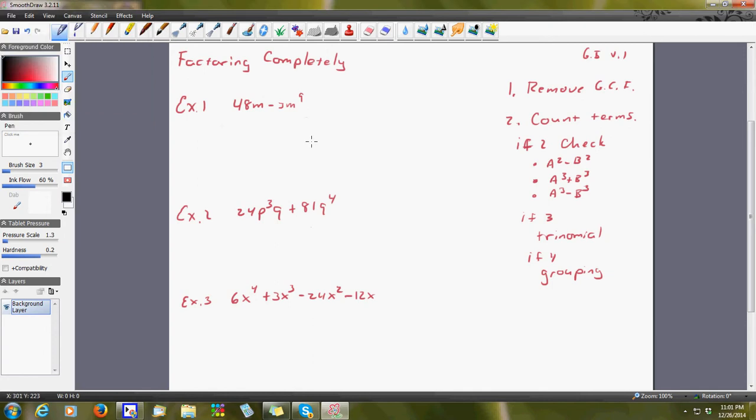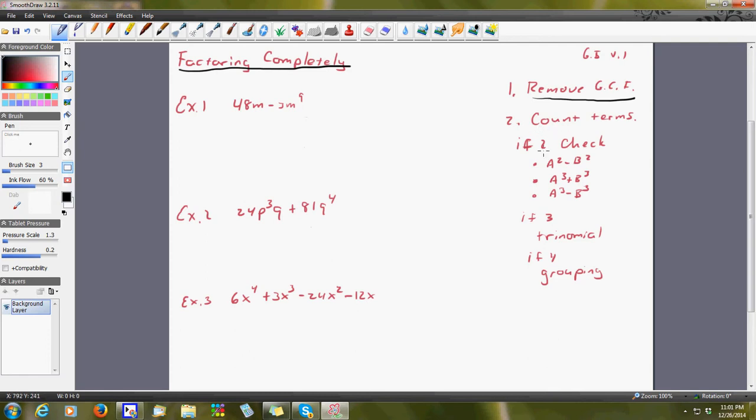Here's a quick lesson on factoring completely, and what that basically means is you can factor, and then sometimes you can factor some more. And here are the steps. Always check to see if you can remove greatest common factors first. That's the single easiest thing to do.